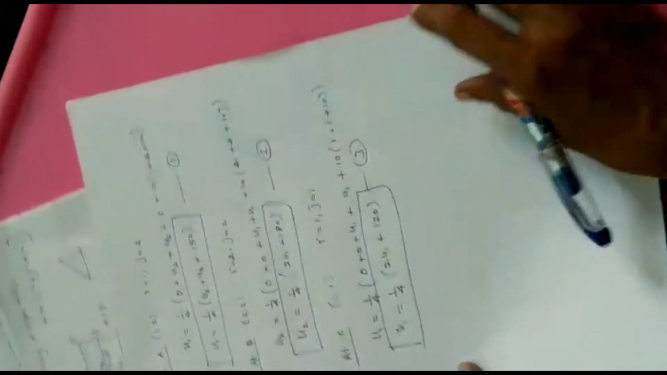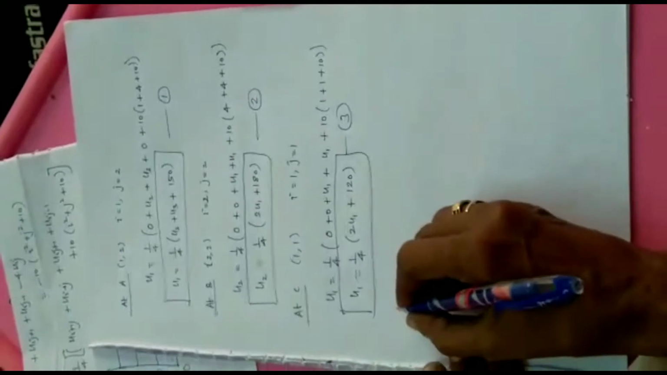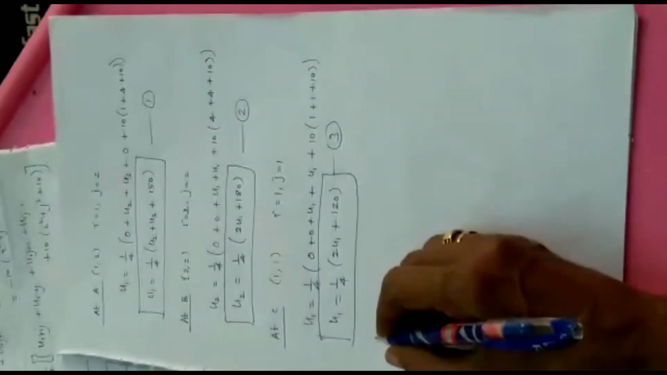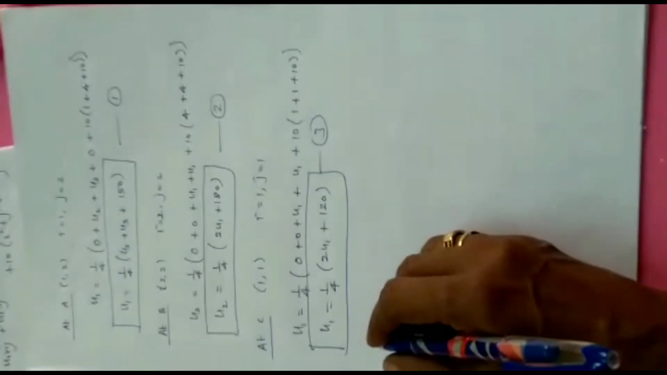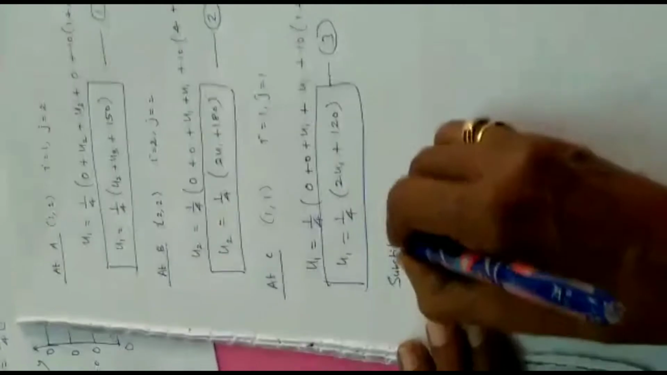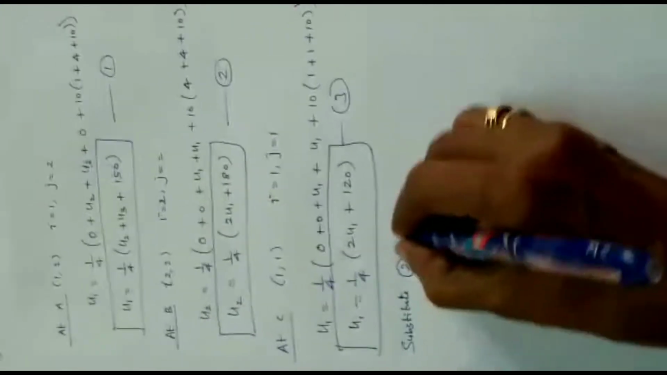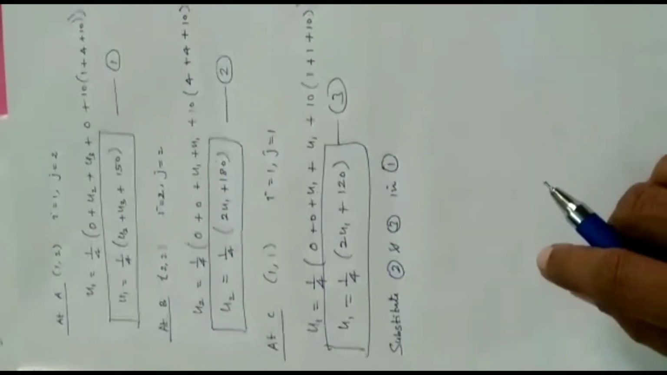So now we are going to solve these 3 equations either by Gauss-Seidel method or algebraic method. If we go by Gauss-Seidel method, it's an iterative method, it's a time-consuming method. If you go by the simple algebraic method, substitute 2 and 3 in equation 1. Why am I substituting equation 2 and 3 in 1?